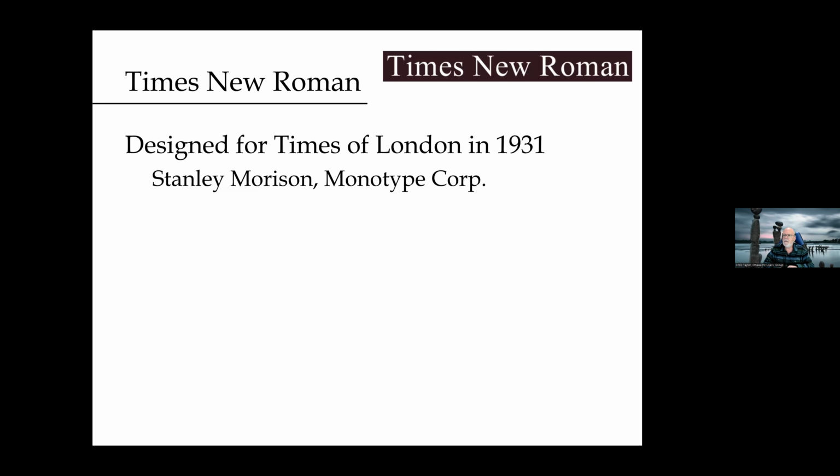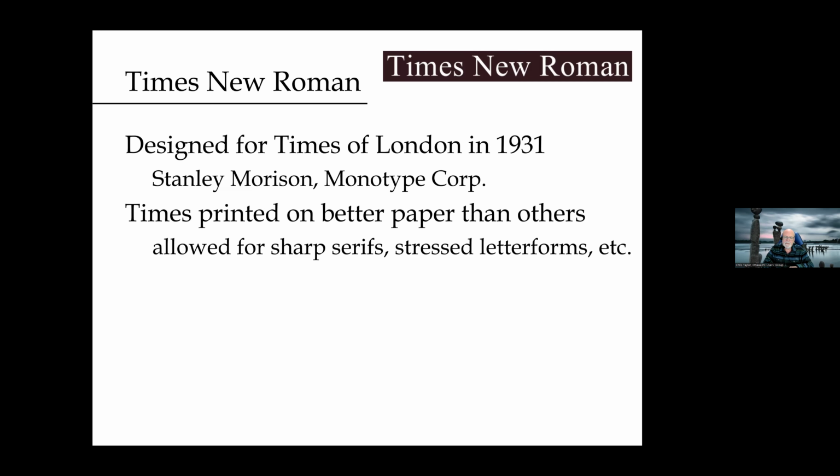Okay, now we get into how certain typefaces were designed and why. Times New Roman was designed for the Times of London newspaper in 1931 by the Monotype Corporation. At the time that it was designed, the Times of London printed their newspaper on better paper than other newspapers of the day. What that allowed them to do was use very sharp serifs, stressed letter forms, and so forth, so they had something that looked more elegant than the competition.